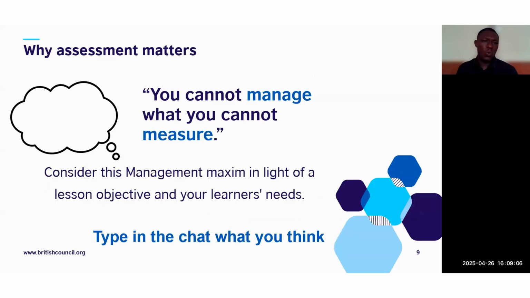Now, there's a maxim in management that I'd like us to think about in the light of lesson objectives and our learners' needs. And here's the maxim. It says, you cannot manage what you cannot measure. What do you think about this? Can you type in the chat? Tell me what you think about it. You cannot manage what you cannot measure in the light of a lesson objective and your learners' needs. I'm waiting to see what you're typing in the chat.